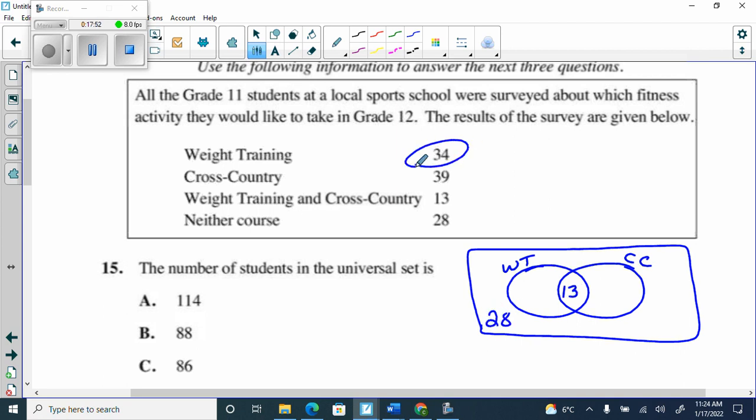Now weight training, there's 34, but there's already 13 in the weight training bubble. So how many are just weight training only? 21. And then this one here, there should be 39 in the cross country bubble. There's already 13, so there's 26. So I want the number in the universal set. So if I go 21 and 26, I get 47, 60, 88. B.